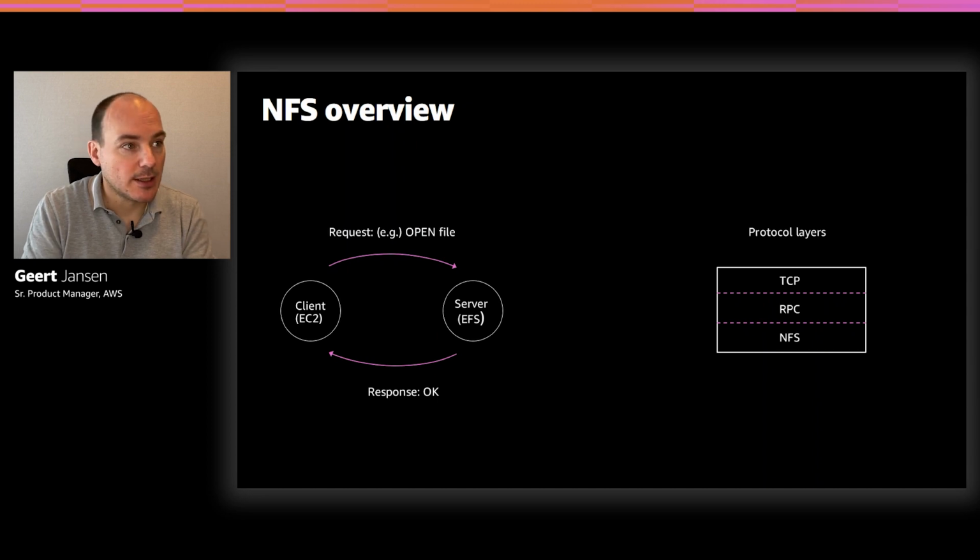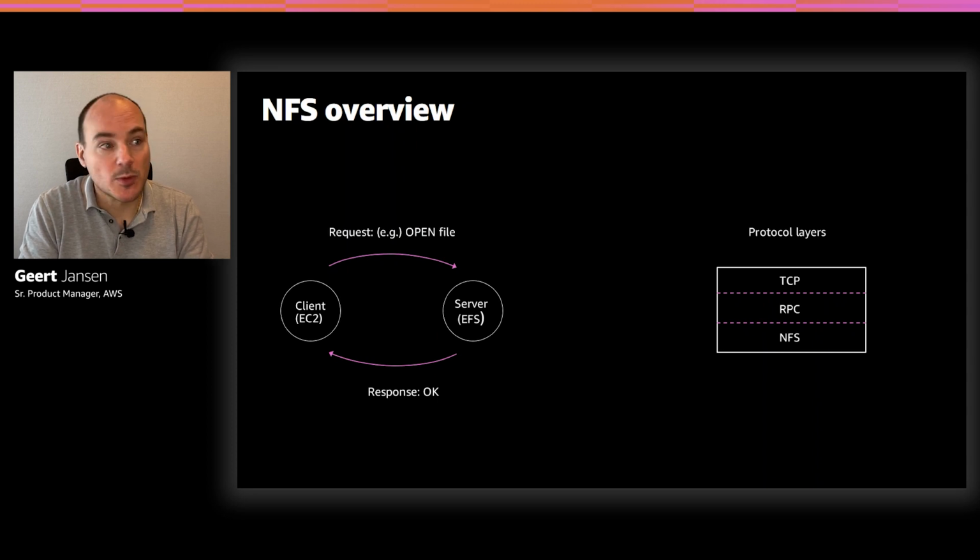Quick overview of NFS, network file system. As the name implies, there's a client and a server. The client will be your EC2 instance or potentially a computer running on premises over something like Direct Connect. And then the server will be EFS. It's a simple request-response protocol. So the client might send a request to the server to open a file, and the server could then respond with OK. It has a couple of layers. Since version 4.0, NFS runs exclusively on TCP. Below that, we have the RPC layer, which defines the request and response formats. And then the NFS layer is where the individual file operations are defined.